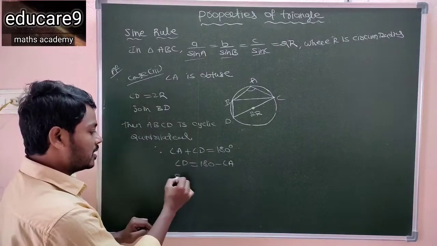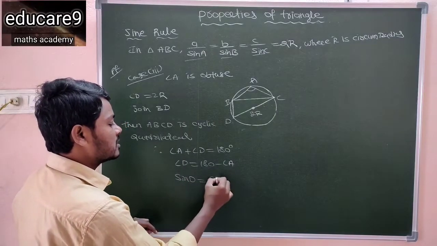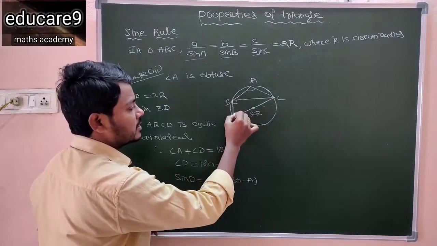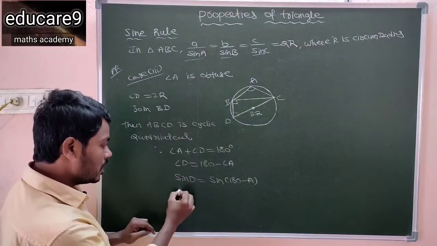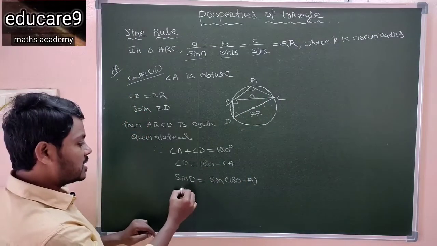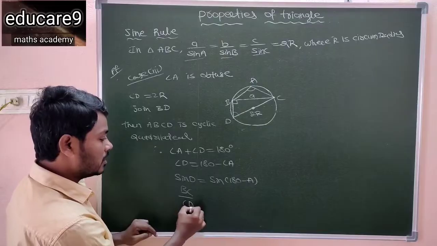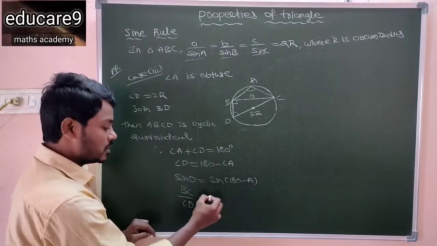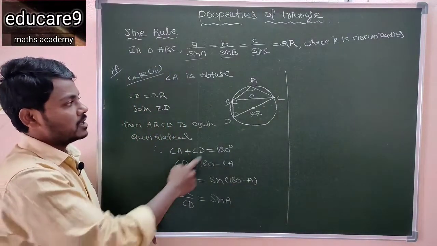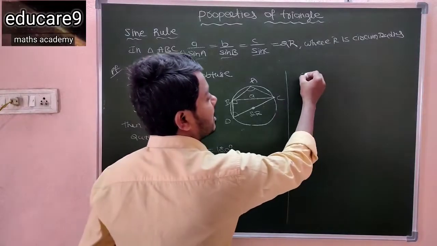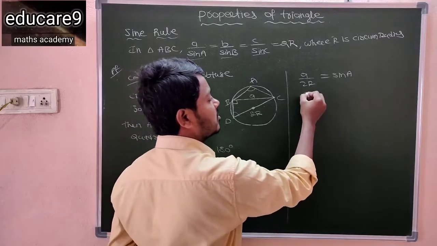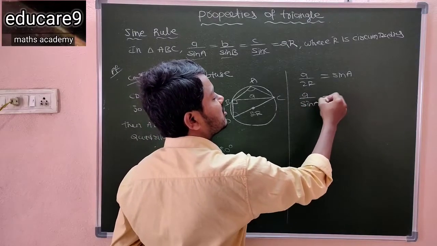Apply sin on both sides. Sin D is equal to sin of 180 minus A. Now what is sin D from this triangle? Opposite side BC by hypotenuse CD is equal to sin of 180 minus theta, and you will get sin theta only, sin A. Therefore BC is small a, CD is 2R. So a by 2R is equal to sin A. This is a by sin A is equal to 2R.